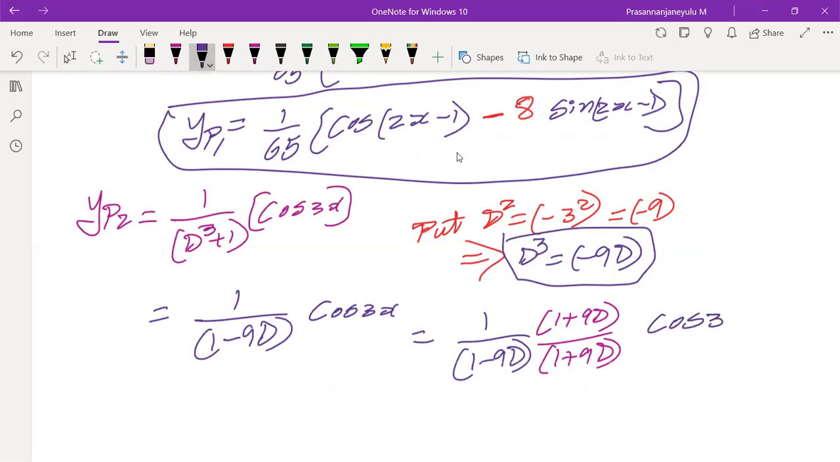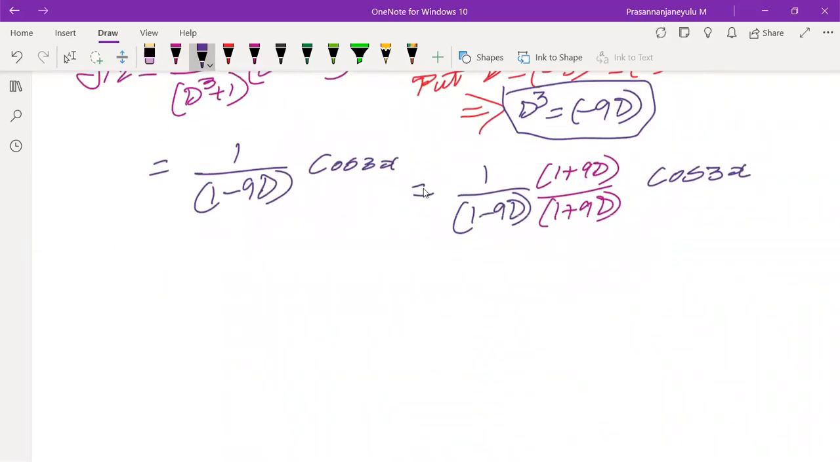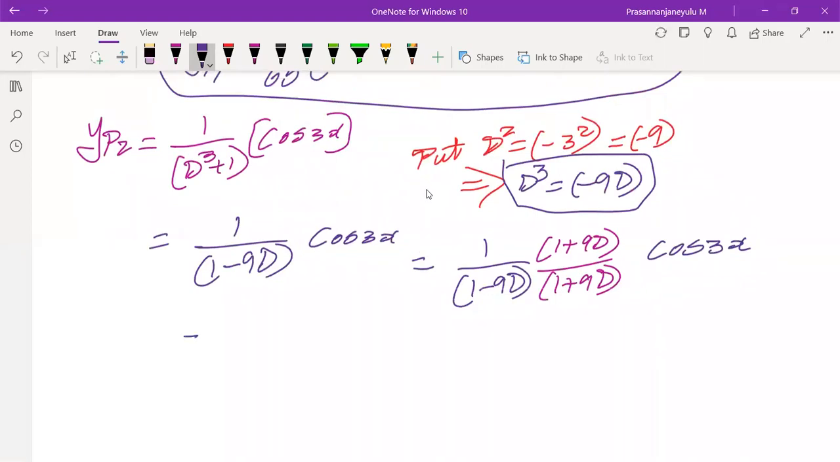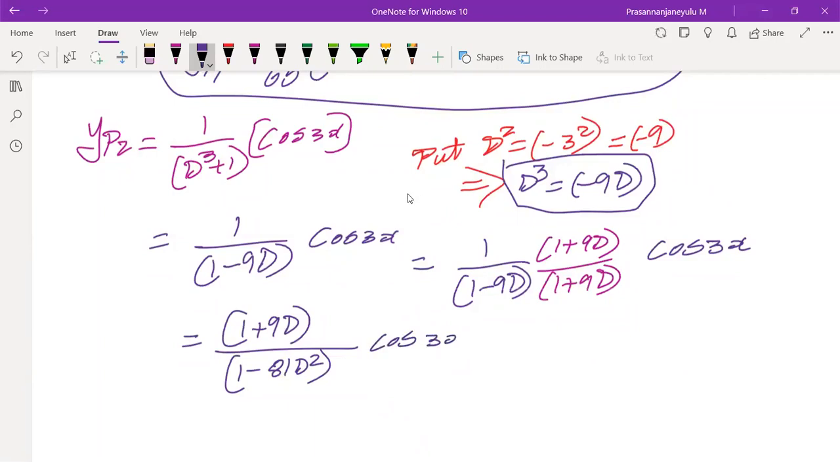So for the sake of explanation, I'll explain and do the simplifications a little bit fast. What numerator will we get? 1 plus 9d. What denominator will we get? It is in the form of a minus b into a plus b, so a square minus b square: 1 minus 81d square of cos 3x. But what do we have to substitute here? It is in the form of type 2, so we have to substitute here.